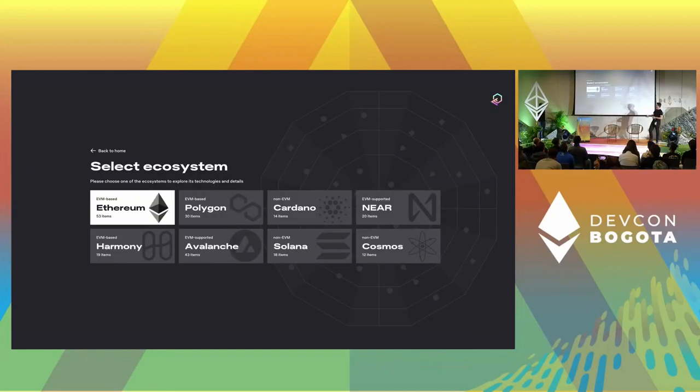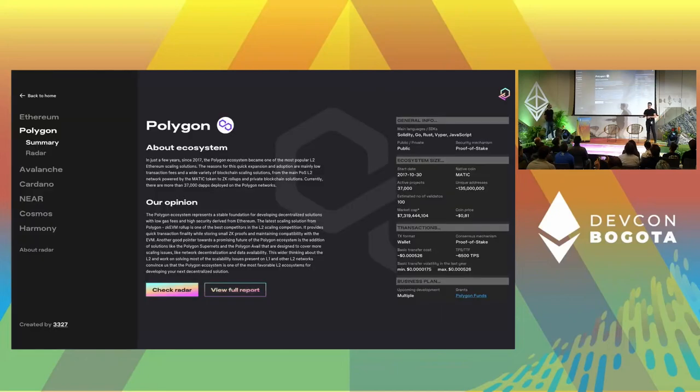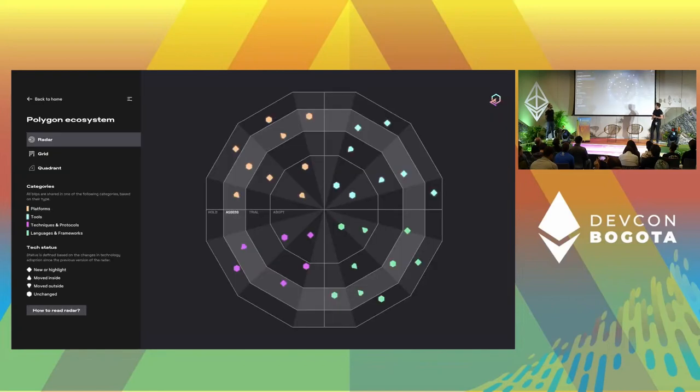The first thing you're greeted with is a fine choice of different ecosystems. I know we're all here huge fans of EVM-based systems, but if you want to fool around, I won't tell anyone. So inside each ecosystem, we give some general information about it. This helps us figure out if that ecosystem is the right fit for the Web3 product that we want to build. We have some basic information here, but there's also the full report where we dive deeper into specifics of each ecosystem. And then, of course, the highlight for each ecosystem is its technology radar.